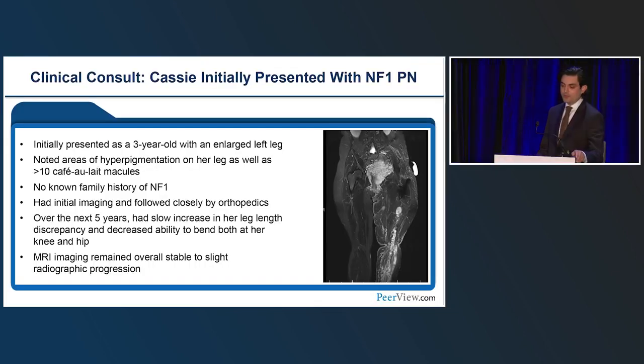So we spoke about a new case of a 3-year-old with an enlarged left lower extremity. They noted areas of hyperpigmentation in the leg, as well as more than 10 café-au-lait macules and a known family history of NF1. Had initial imaging and was followed closely by his orthopedic surgeon. And over the following 5 years, she had a slow increase in the length discrepancy and decreased ability to bend both her knee and hip. So MRI remained overall stable to slightly worse.